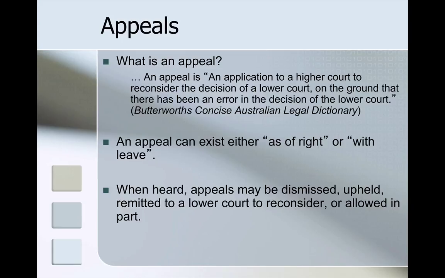Now, when appeals are heard, they may be dismissed, that is thrown out, and the original decision stands. They may be upheld, which means that the appeal is allowed and the original decision is overturned. They may be remitted back to a lower court to reconsider, or they could be allowed in part, which is they might agree with some of the appeal, but not with all of it. So again, some courts have an appellate jurisdiction.